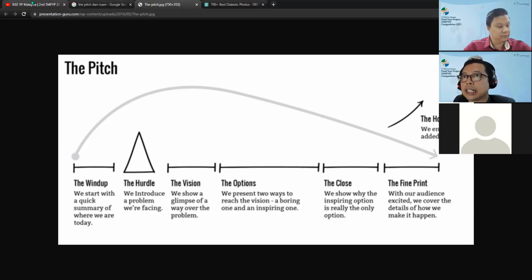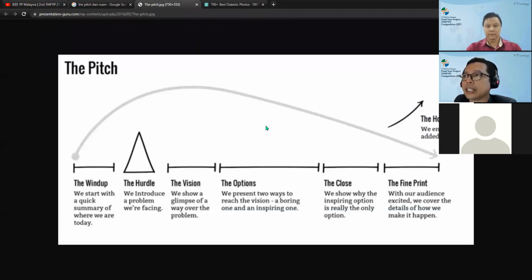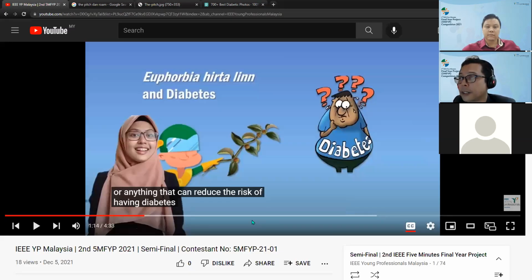And then the vision is she is suggesting this type of weed, I think, type of plant, if I'm not mistaken, just to inhibit some glucose enzyme, something like that. I'm not too familiar with the technical part of it, but again, she's using that. The way she starts using that wind up, hurdle, vision, and then she will put the options as well. We can hear this one here later.